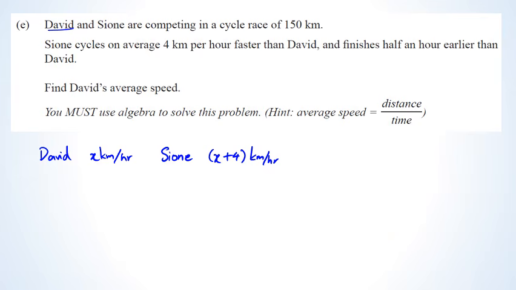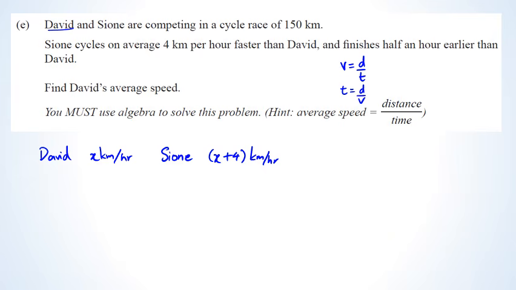Now this is an interesting question, right? Because you're trying to figure out what David's average speed is. But the one thing that you know is Sione finishes half an hour earlier than David. Now I want you guys to have a look at this, all right? The hint is average speed equals distance over time. So we know that velocity equals distance over time. But the only clue that we have is that one of the guys finishes half an hour early. So what we need to do is rearrange t in terms of d and v.